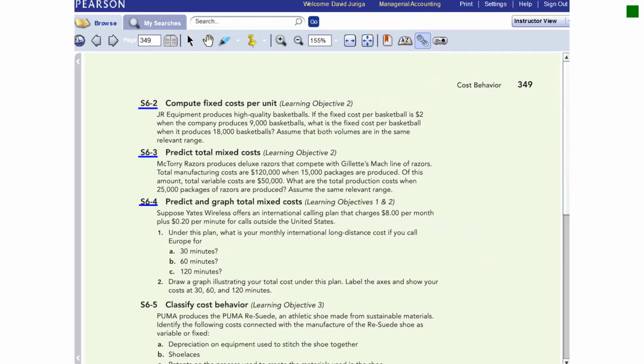Okay, I'm going to walk you through another short exercise. This is going to be short exercise S6-2, and you're looking at a fixed cost per unit. In this one, it says the equipment produces high quality basketballs. It says the fixed cost per basketball is $2, again, that's per unit, if they produce 9,000. They want the fixed cost per basketball, or per unit, if they were to produce 18,000. Again, assume that both volumes are in the same relevant range.